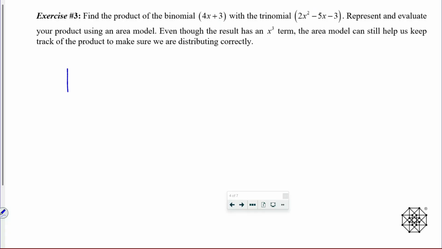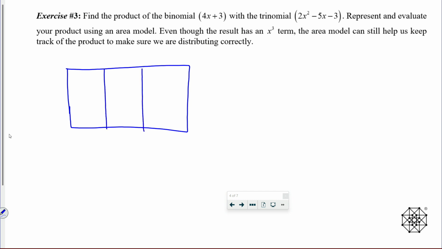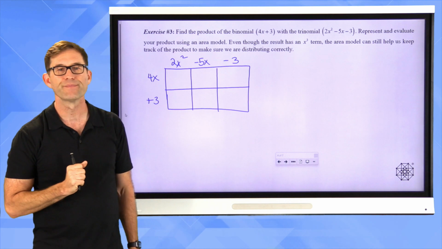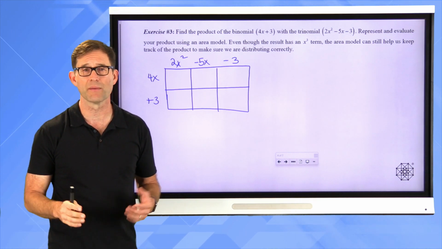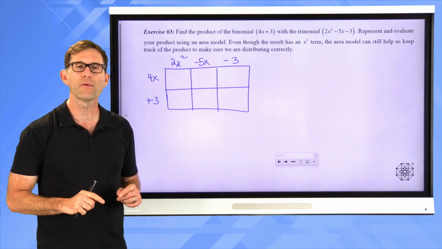All right, so what I'm going to now do is, instead of having a 2 by 2, I'm going to have a 2 by 3. So I'm going to break this thing up kind of like this. All right, along this side, I'm going to have 4x and positive 3. And along this side, I'm going to have 2x squared. Keep the signs with the terms, minus 5x and minus 3. All right. Now, we could definitely do this again with double distribution or triple distribution, depending on how you want to look at it. But look at how easy this is going to be.